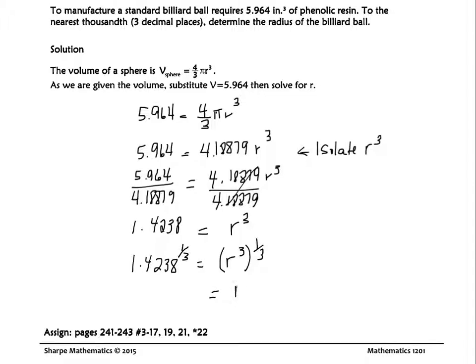And that would give me r to the power of 1, or r. And then you can just put that in your calculator, to the power of bracket 1 divided by 3, bracket, or cube root, whichever one you want to use. And I would get 1.12499, so approximately, it doesn't say to the nearest thousandth, does it? Nearest thousandth would be 3 decimal places, so we would have 1.125 inches.